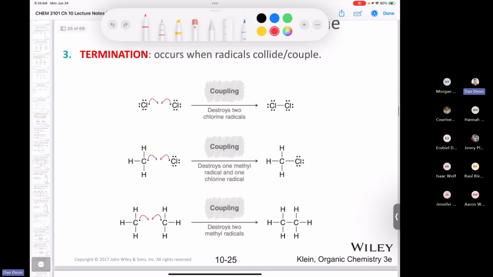Okay, so give me a thumbs up if you're with me on initiation, propagation, and termination. These three steps. Everybody with me on at least the idea of initiation, then propagation, then termination?